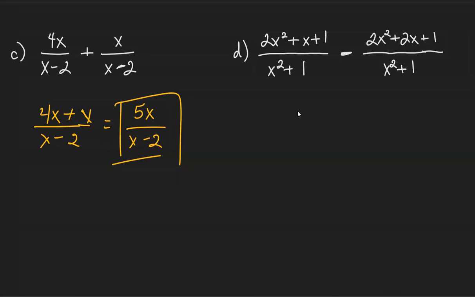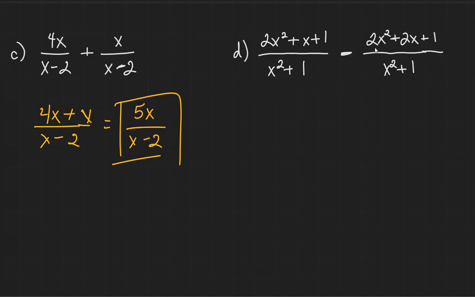One more for our common denominators. So let's go ahead and do this. Our denominators are the same, x squared plus 1, x squared plus 1. But now we have to be careful, okay? 2x squared plus x plus 1 minus this, minus this whole thing, not just minus the first term and then continue adding the rest. It's minus the whole thing, okay?